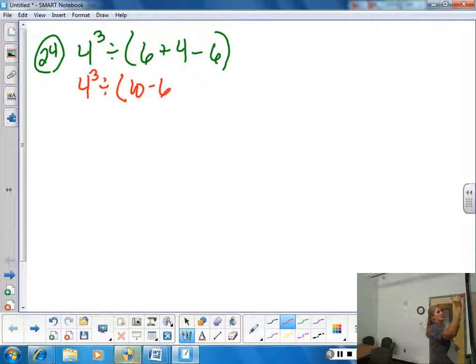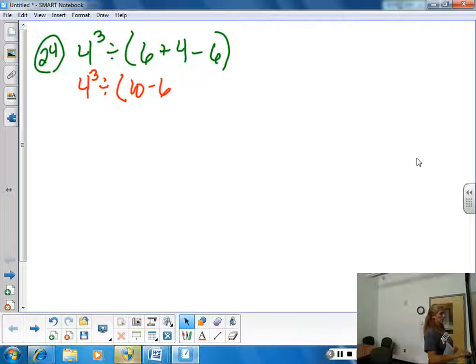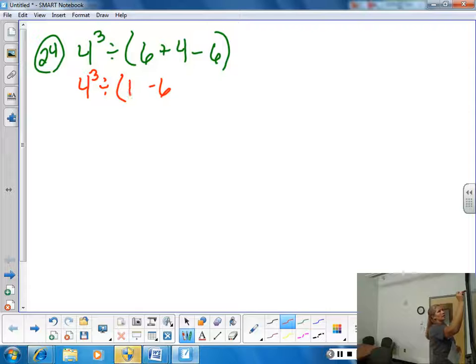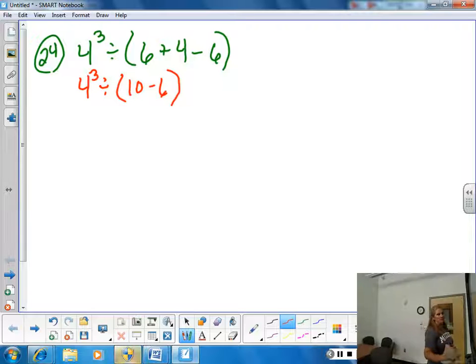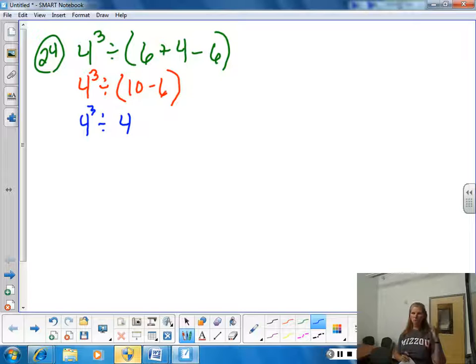10 minus 6, that's really good. It looks sloppy, so I just can't live with it. That is 10 minus 6, because we just combine 6 plus 4 to get to 10. Then you want to continue on. 10 minus 6 is 4. Notice I don't put the parentheses anymore. Once I've finished everything inside the parentheses, I don't really need them.